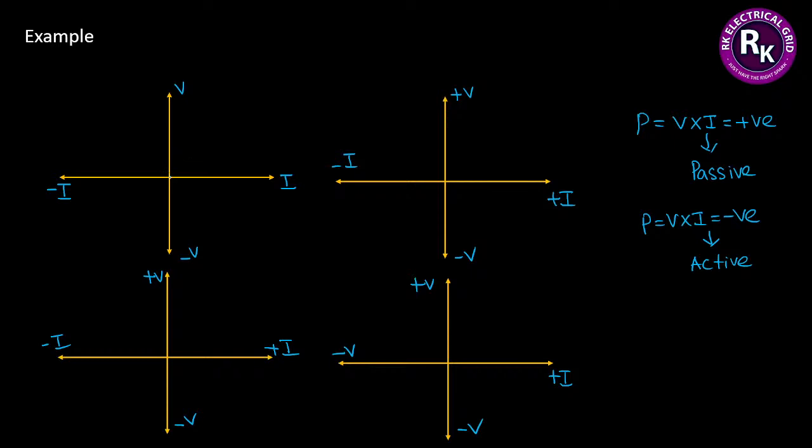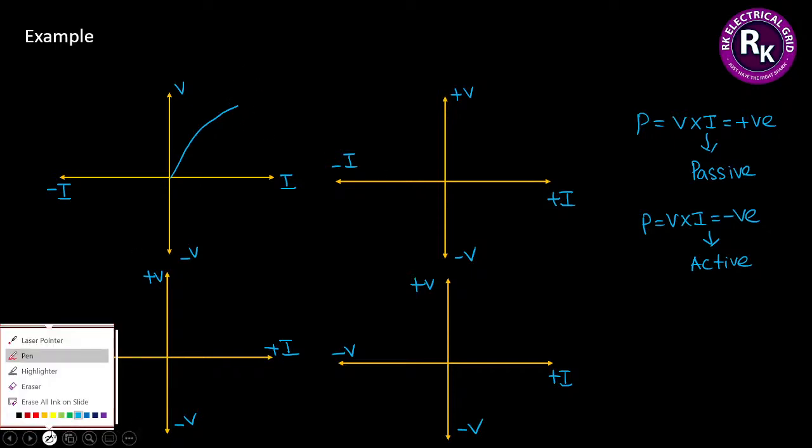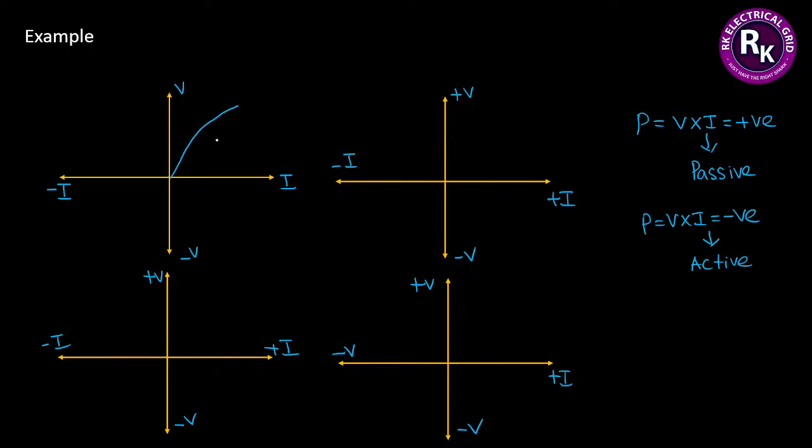Now I'm going to ask you, suppose there is a graph, some mathematical graph is given like this. The question is, you are requested to identify whether the given element is active or passive element. What will you do? Observe the graph in all regions. It starts from the origin, keeps on going like this, and lies in the first quadrant.